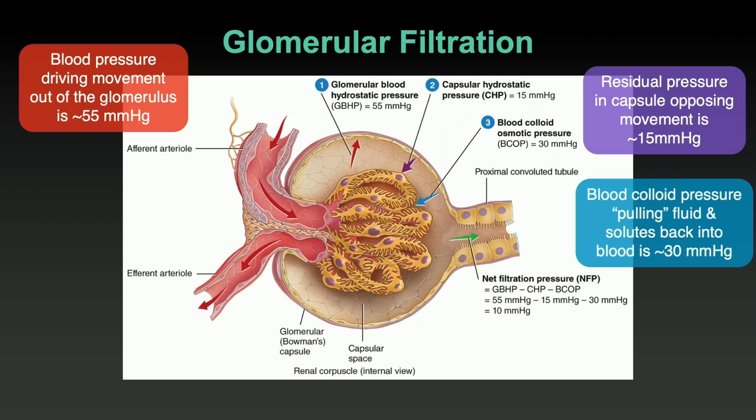Now, these are generally pretty stable. The thing that we have the most control over is the initial filtration pressure, the initial blood pressure in the glomerulus. We can increase that, we can decrease that, depending on whether we need filtration to go up or down. We have a lot of ability to regulate pressure to push fluid out and to filter small molecules into the capsule. Combine all those things together and you get a net filtration pressure of only about 10 millimeters of mercury.